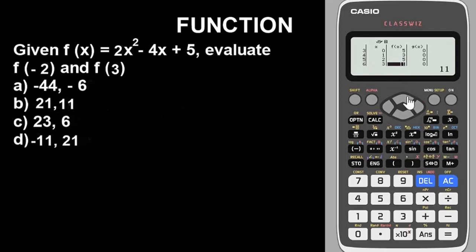Let me go back again to show you. We tell the calculator to start from minus 2, right? So when x is minus 2, our f of x is 21. Let's go back to x, when x is 3, our f of x is 11. So our answer is option B. Very, very simple, guys. So this is the first method you can use. Straightforward. So let's clear this.